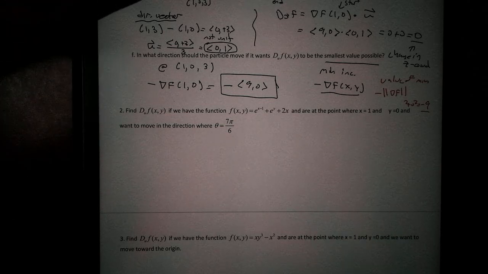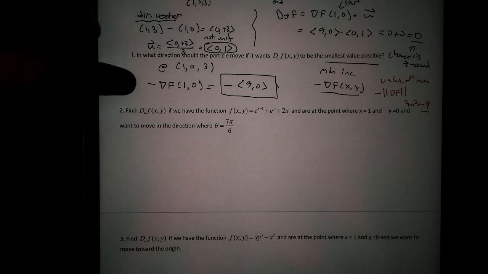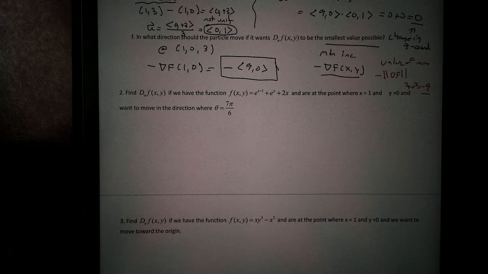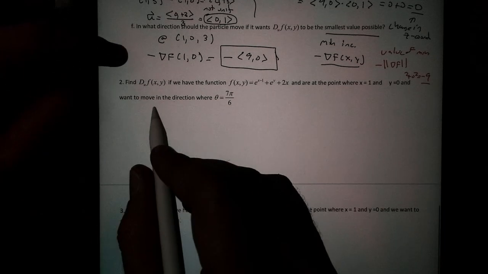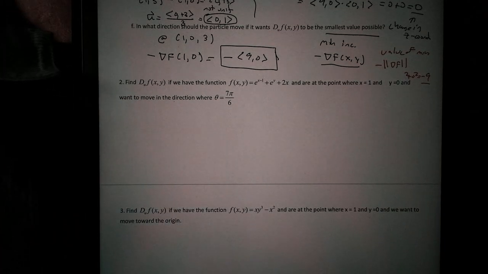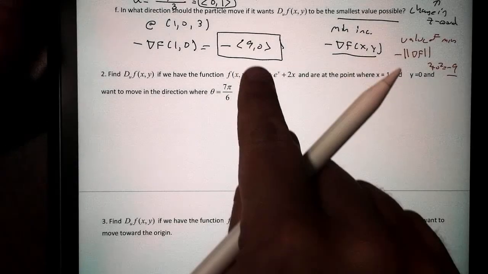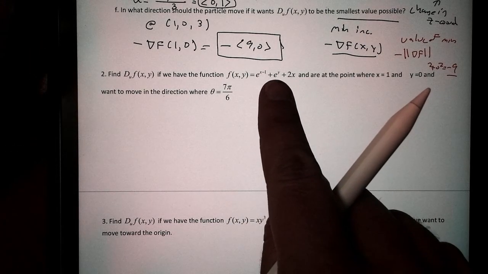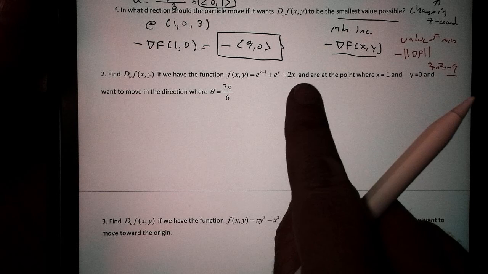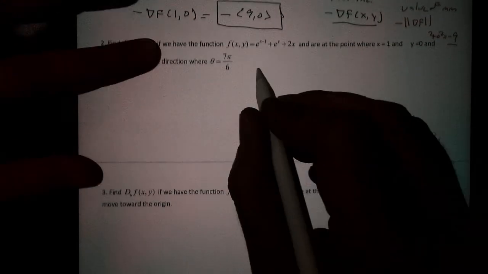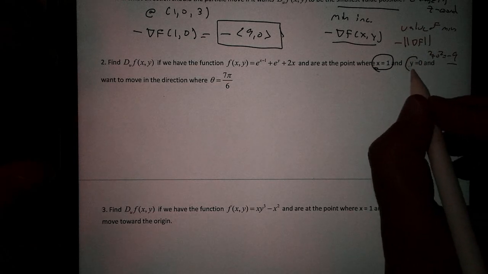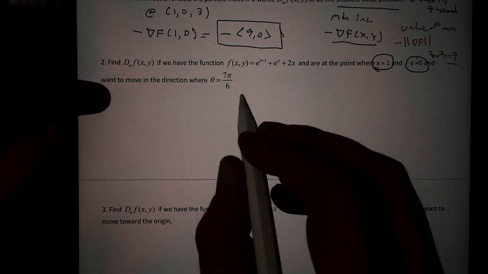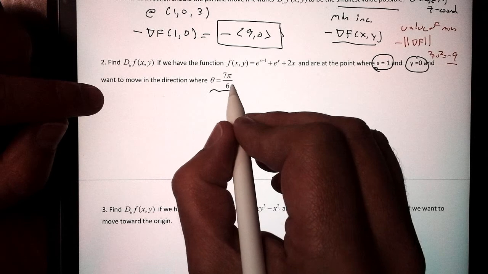Welcome back. We're going to go ahead and continue our discussion on the gradient and its impact in order to find the directional derivatives. So for question number 2, we are asked to find the directional derivative if we have the following function: e to the x minus 1 plus e to the y plus 2x. Now we're standing at the point on this function, at an x coordinate of 1 and a y coordinate of 0. But we want to move into this direction.